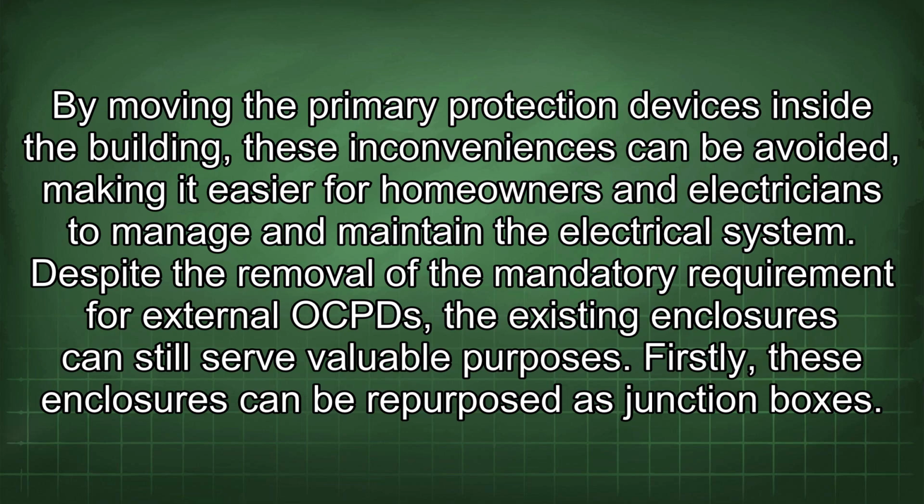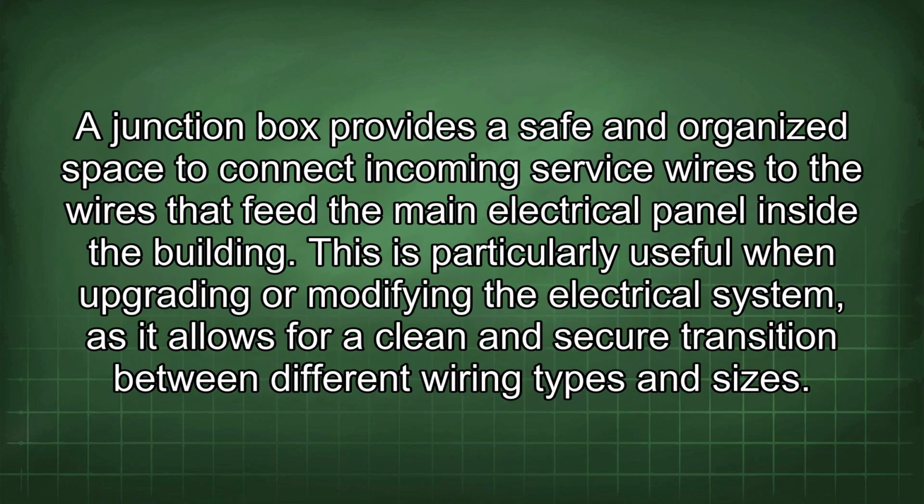Despite the removal of the mandatory requirement for external OCPDs, the existing enclosures can still serve valuable purposes. Firstly, these enclosures can be repurposed as junction boxes. A junction box provides a safe and organized space to connect incoming service wires to the wires that feed the main electrical panel inside the building. This is particularly useful when upgrading or modifying the electrical system, as it allows for a clean and secure transition between different wiring types and sizes.